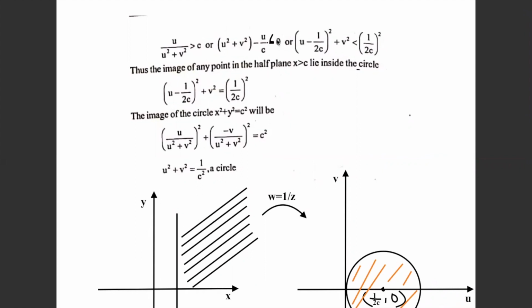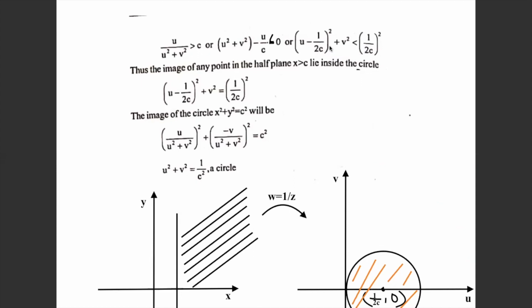Then add 1 by 2C, subtract 1 by 2C to get this equation into a form that makes it a circle with center 1 by 2C and 0. So U square plus V square minus U by C is equal to (U minus 1 by 2C) the whole square plus V square, which is less than (1 by 2C) the whole square. U square plus (1 by 2C) the whole square minus 2 into U into 1 by 2C, and the (1 by 2C) square terms cancel. Remaining, you will get U square plus V square minus U by C as the remaining function. Now it represents a circle with center 1 by 2C and radius 1 by 2C.